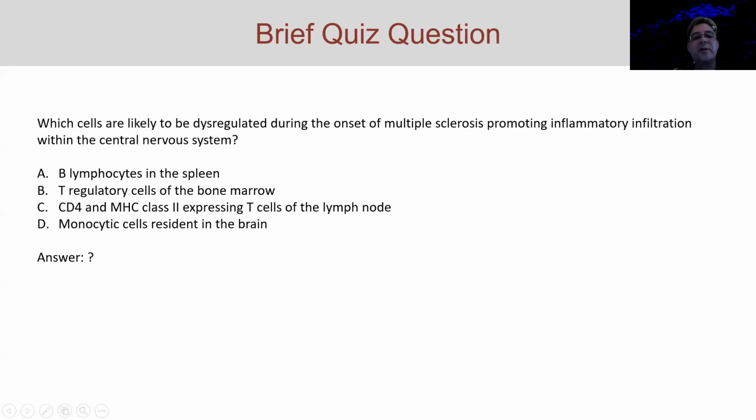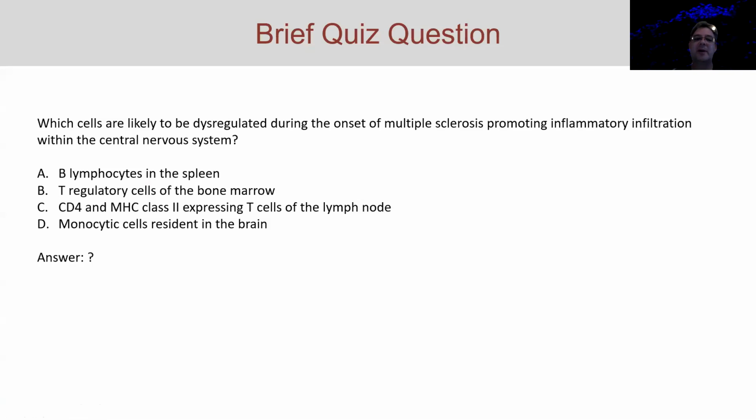Promoting inflammatory infiltration within the central nervous system. Are they A, B lymphocytes in the spleen, B, T regulatory cells of the bone marrow, C, CD4 and MHC class 2 expressing T cells of the lymph node, or D, monocytic cells resident in the brain?